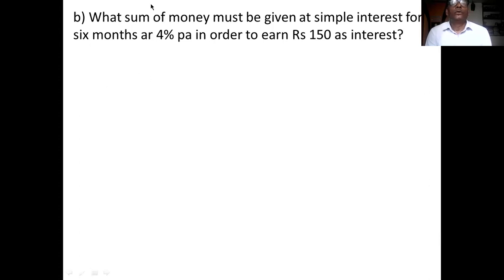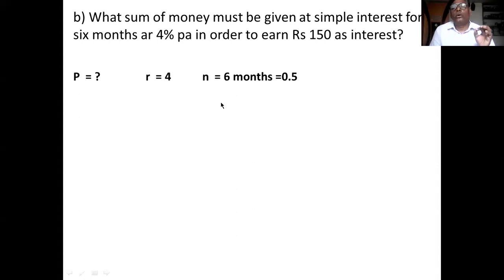Okay. So in this problem, first you have to take the principal. Principal is not given in the problem. They ask to calculate the sum. Sum means principal, so principal I'll take as question mark. You have to calculate the principal. The next is rate. Rate of interest in the problem is 4% per annum. Then period. Period is 6 months.